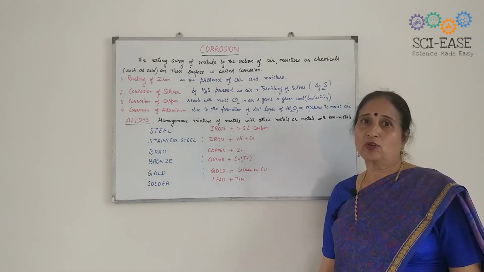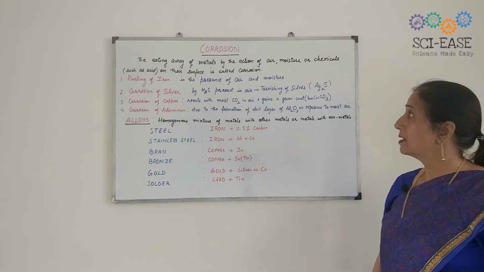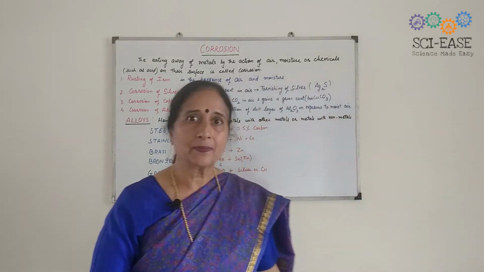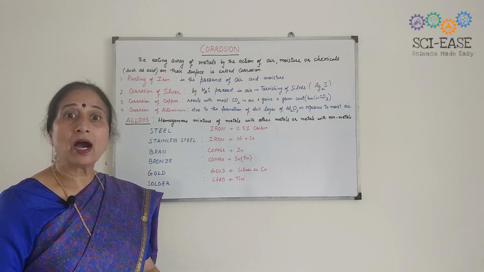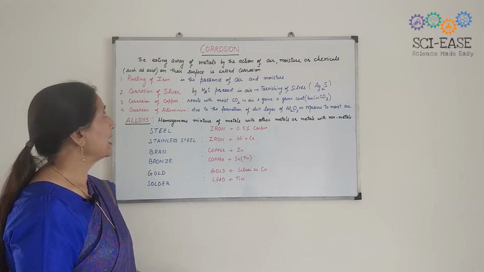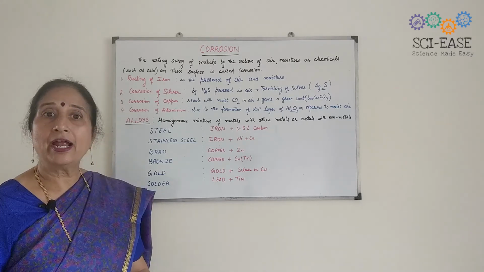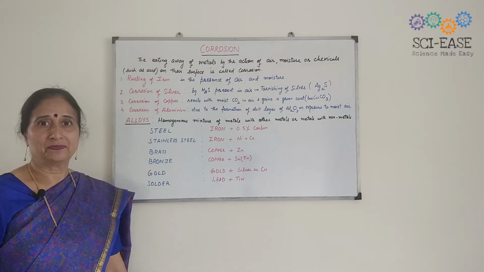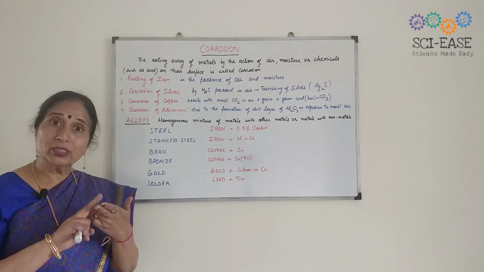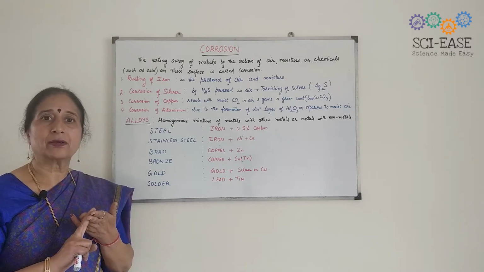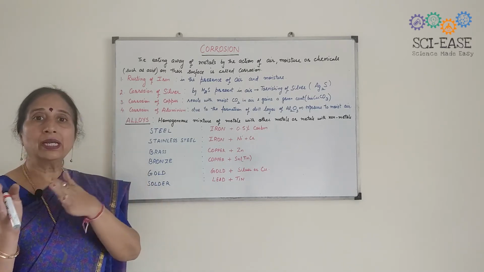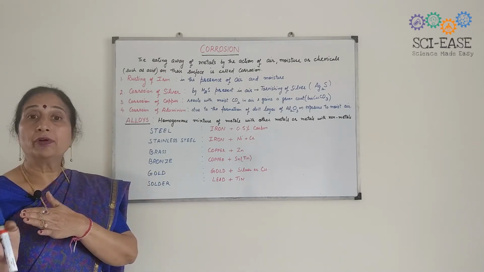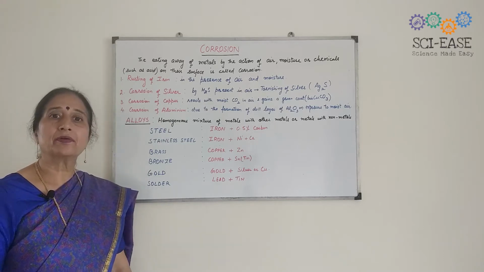First is rusting of iron. How does rusting take place? Rusting takes place when the iron object is kept in air and moisture. Both the conditions are necessary. Only air or only moisture will not result in rusting.